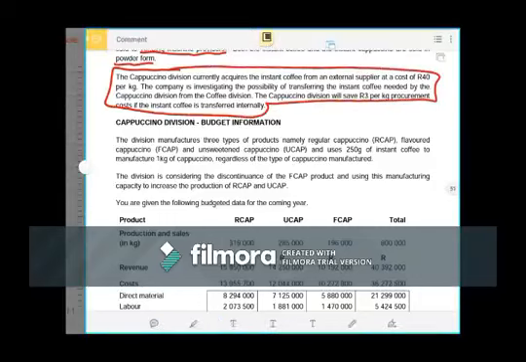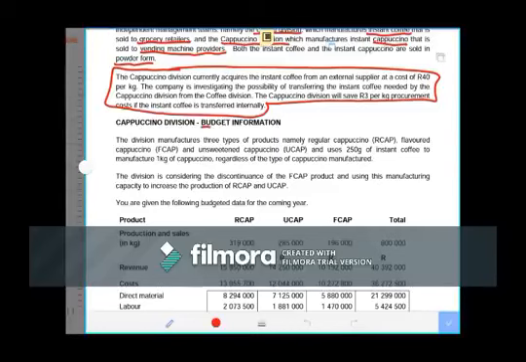Now it says, under the cappuccino division, budgeted information is provided to us below. The division manufactures three types of product, namely regular cappuccino, so that is R cap, flavored cappuccino, which is F cap, and unsweetened cappuccino, which is U cap. And the company uses 250 grams of instant coffee to manufacture 1 kg of cappuccino, regardless of the type of cappuccino manufactured.